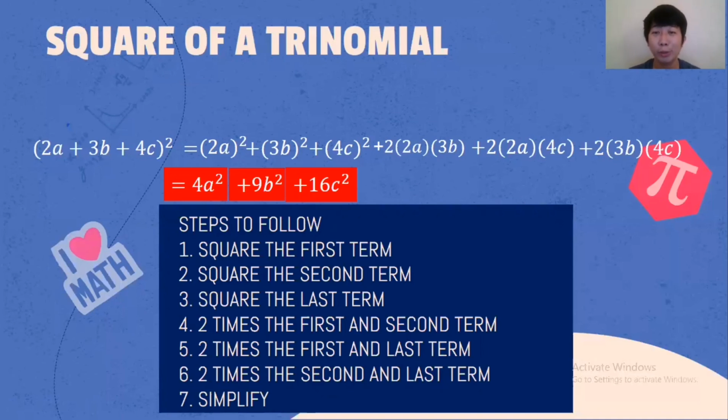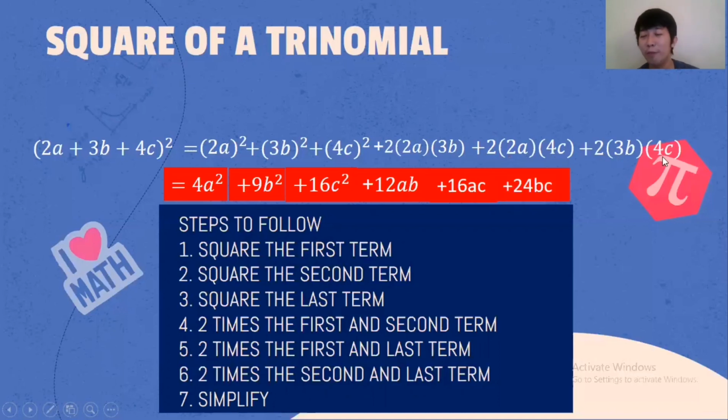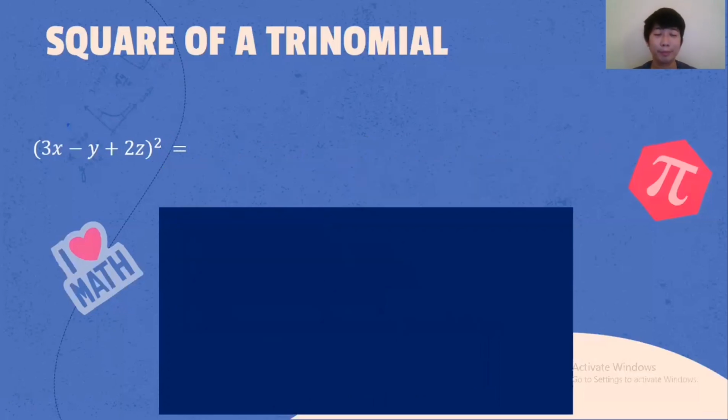Next, 2 times 2, 4. 2 times 2, 4 times 3, that's 12. Then we have AB. 12AB. Next, 2 times 2, that's 4, times 4, 16, AC. Next, 2 times 3, that is 6, times 4, 24 BC. That will be our final answer on the given example. Have you followed? I hope so. Let's move on to the next example.